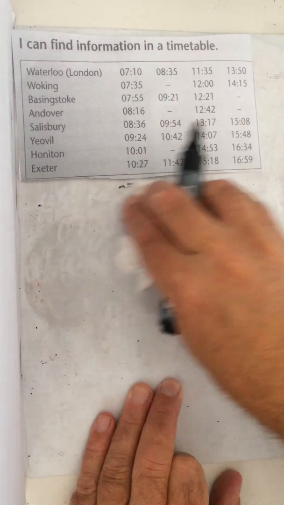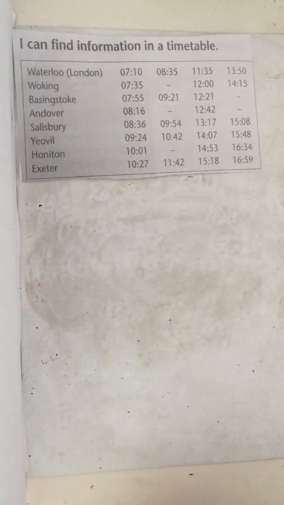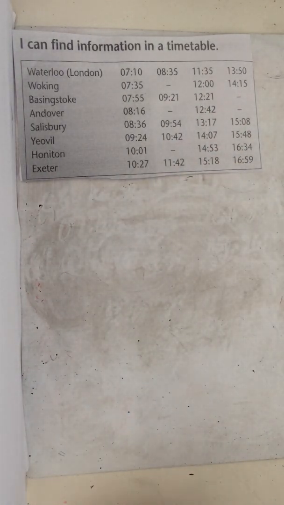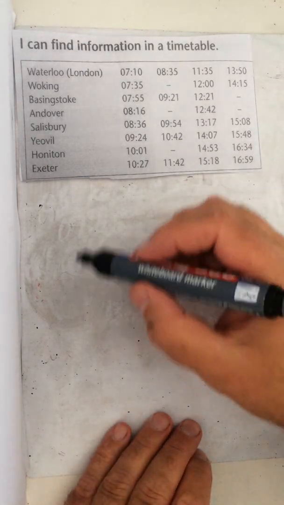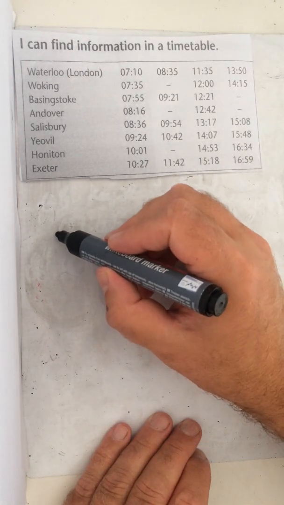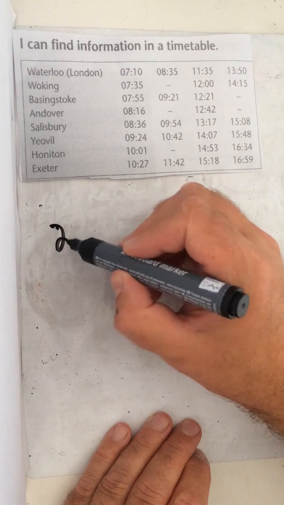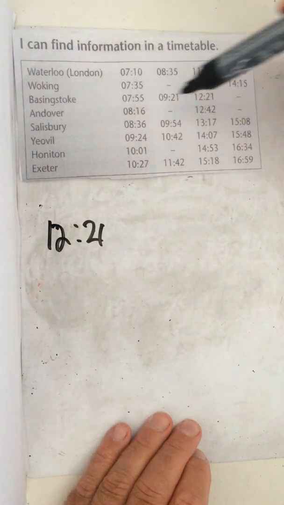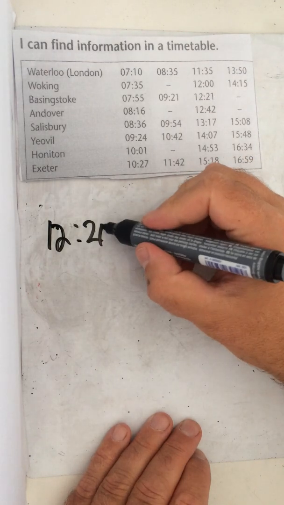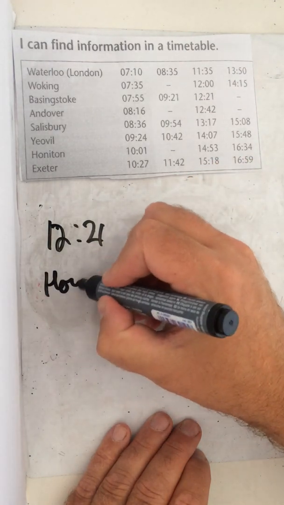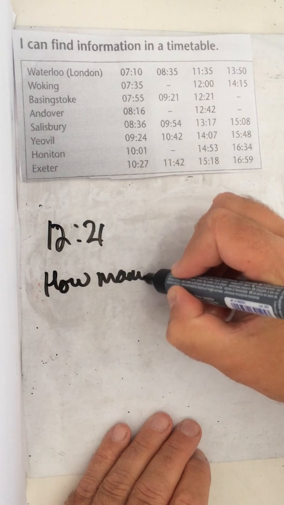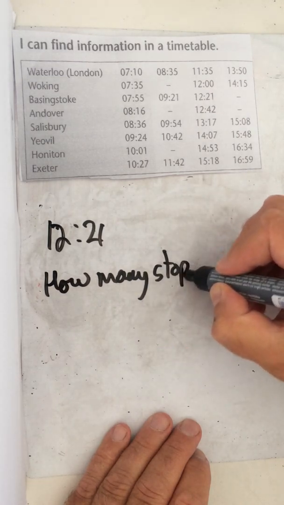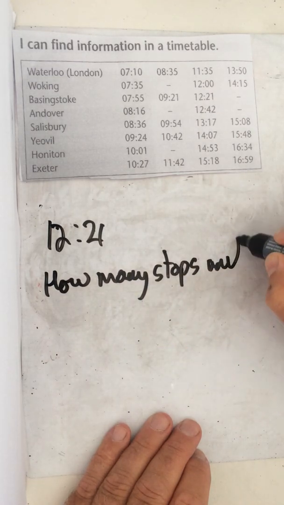Right, the other thing with questions you can get in these is you could say, how many stops does the train make? The train arrives at Basingstoke at 12:21. So I'm going to look at Basingstoke, go across. Oh, yeah, 12:21. How many stops until it reaches? Look.